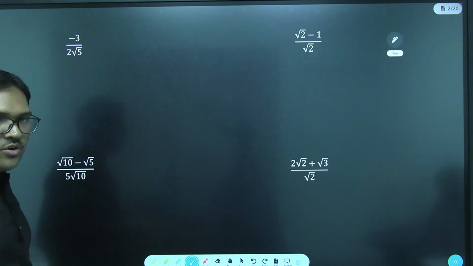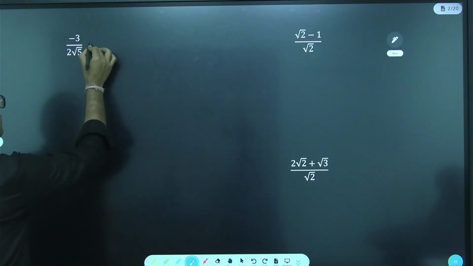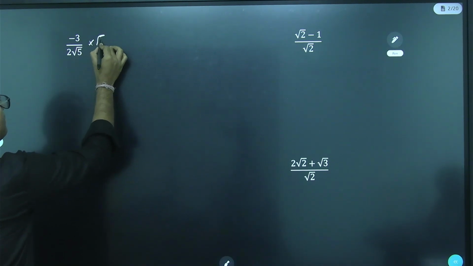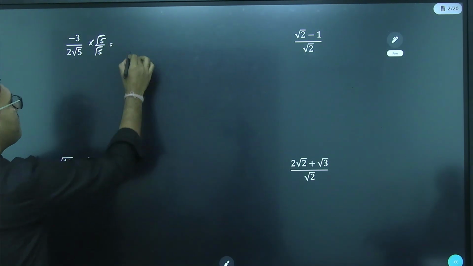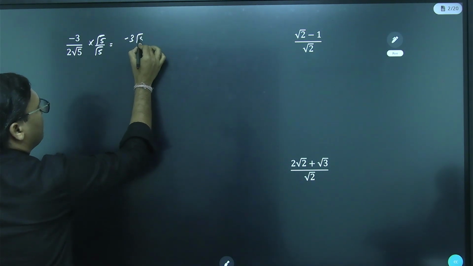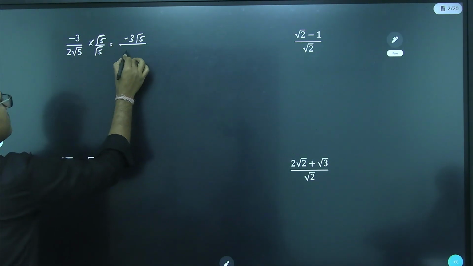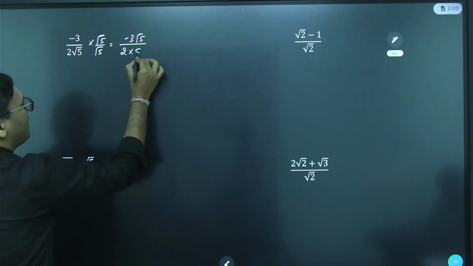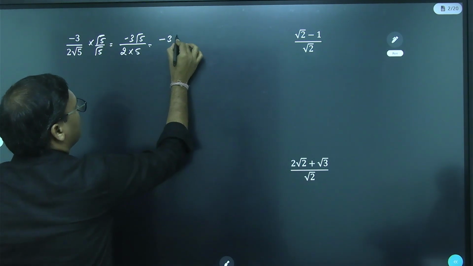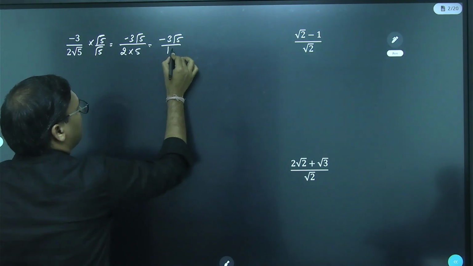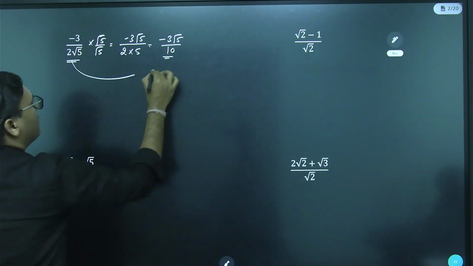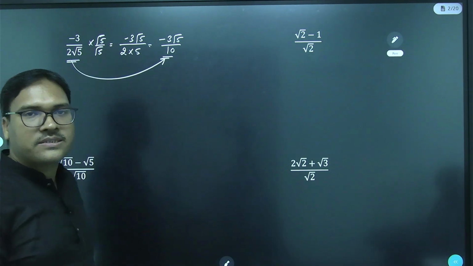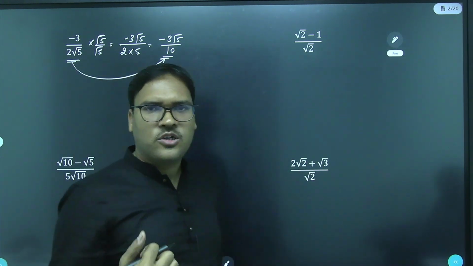Now let us see, if you have these questions, I want to just rationalize the denominator. For the first question, I will multiply and divide this by root 5. Now, multiplying and dividing by root 5, this will become minus 3 root 5 divided by, what is this? This is 2 into root 5 into root 5, which is 5. So this is minus 3 root 5 divided by 10. This number is equivalent to the original, in terms of a rational denominator. In all the questions, you have to rationalize the denominator.